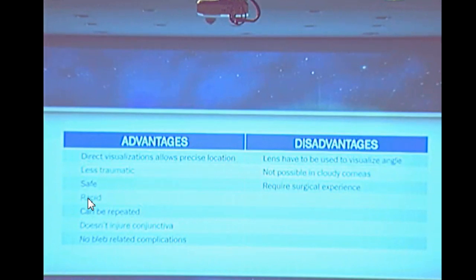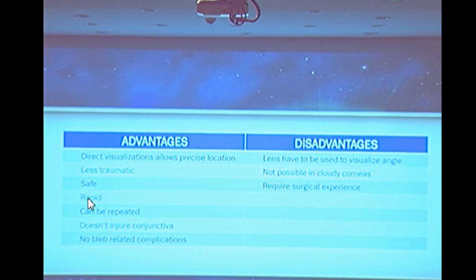The best advantage of this procedure that I see is that it doesn't injure the conjunctiva and there is no bleb. It's not bleb related. This is rapid, of course, and really it's not that safe as they said. You can have problems with the goniotomy: you can injure the lens, you can have severe bleeding, traumatize the iris, and so on. So it's not that safe.